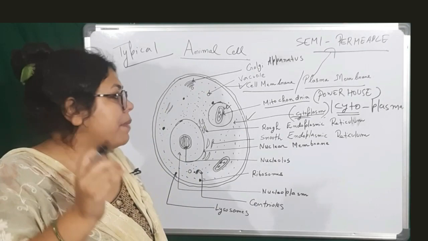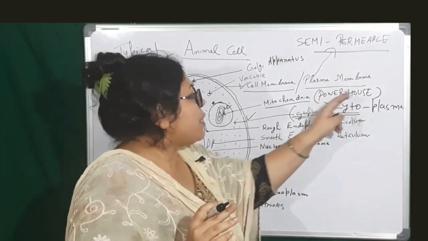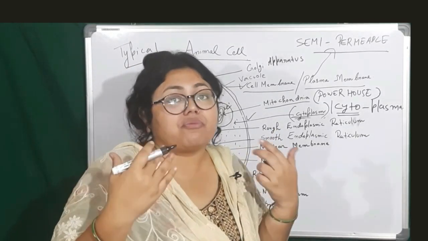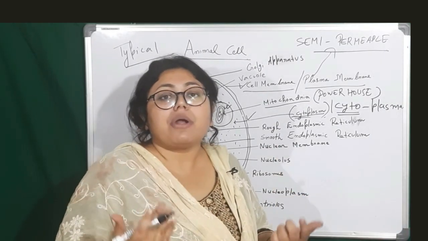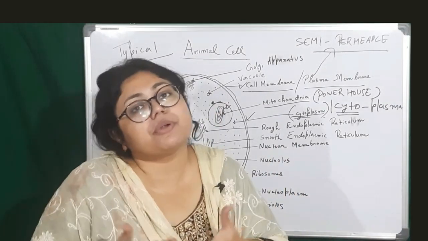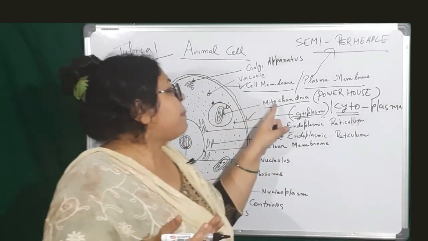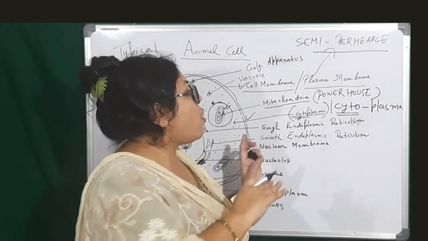Now please make a conceptual point clear. What is the function of a powerhouse, children? A powerhouse is where we get the energy, right? So a powerhouse is the place where energy is produced. Just like that, in the mitochondria, the powerhouse, energy is produced for all the functions.